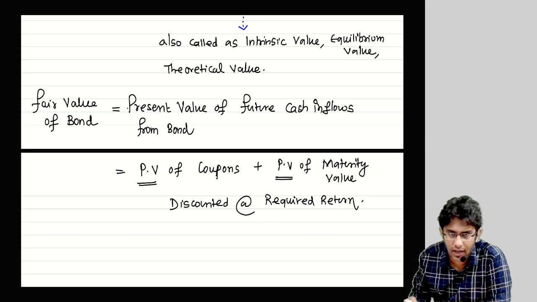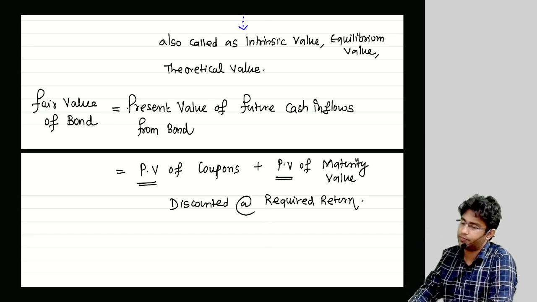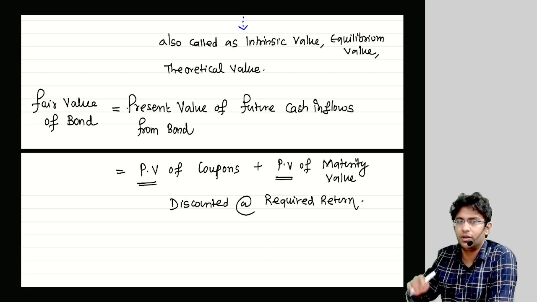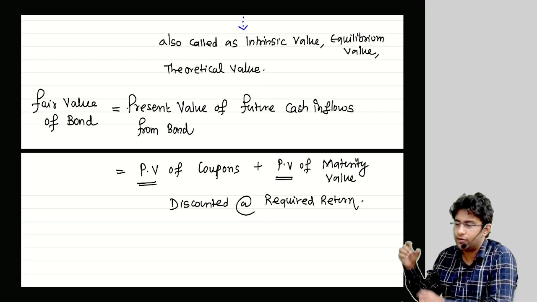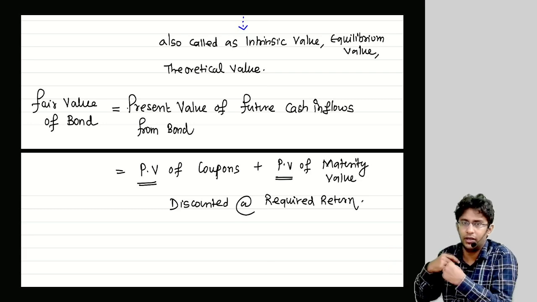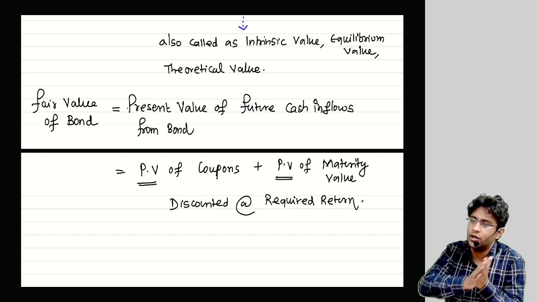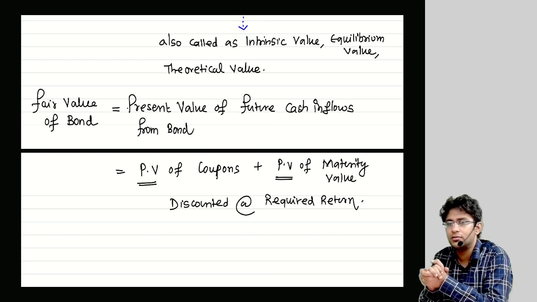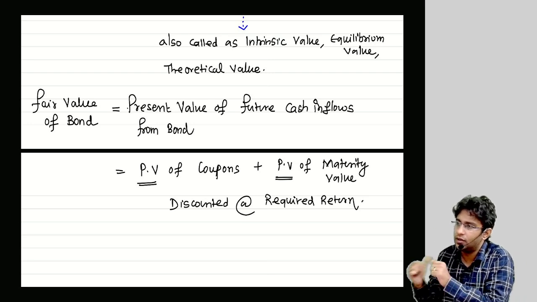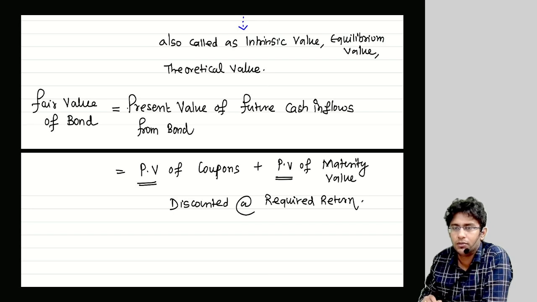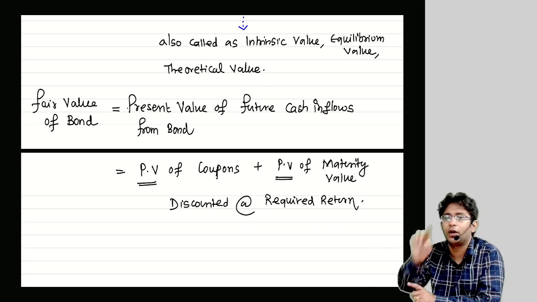In the other class, when we were discussing the NPV concept, who was making investment in the machinery? Company was making it, not the equity shareholder. The equity shareholder invested money in the company. The company is trying to buy the machine. So who is doing the project evaluation? Company. So it is the company's point of view required return. Here, who is buying the bond? Investor. Investor's point of view required return.